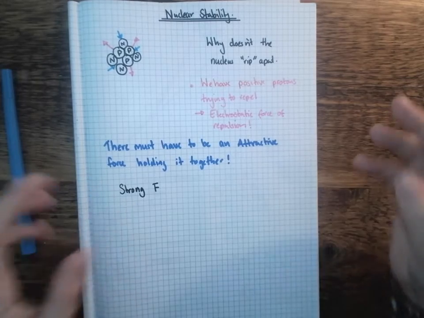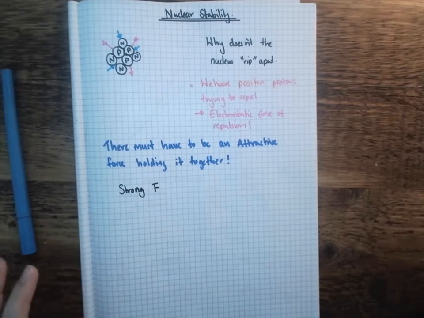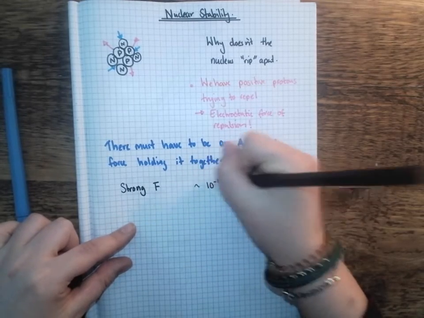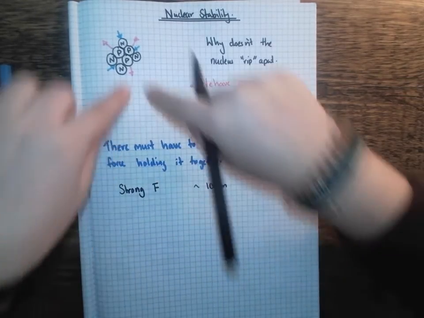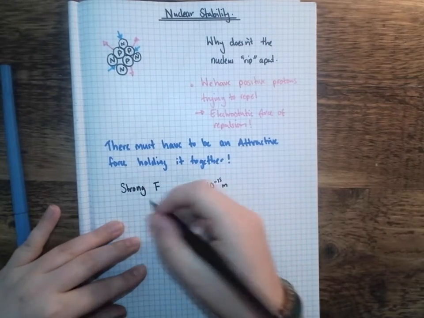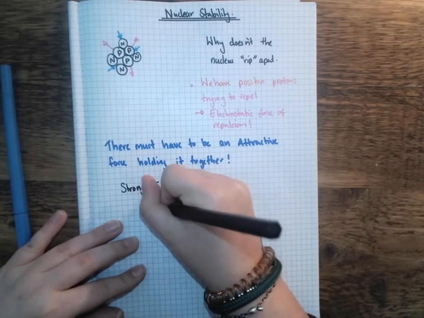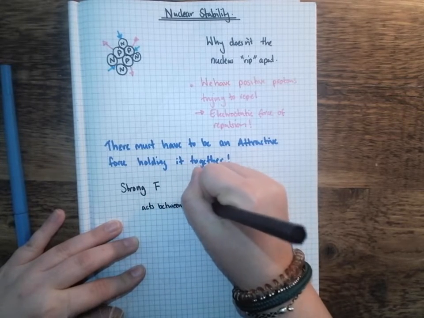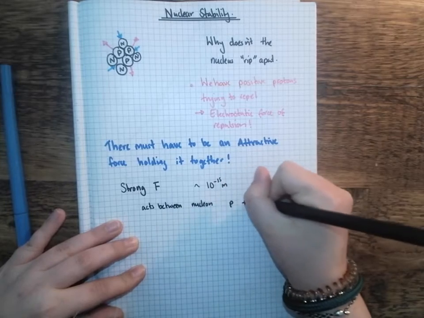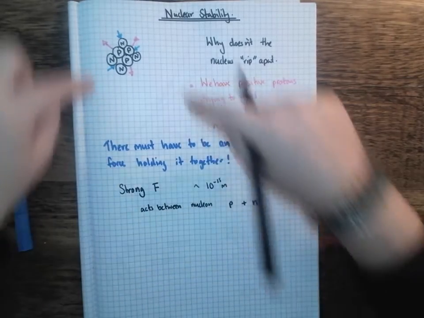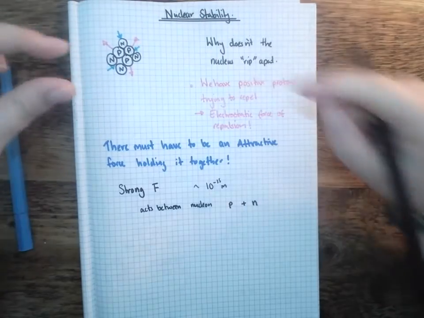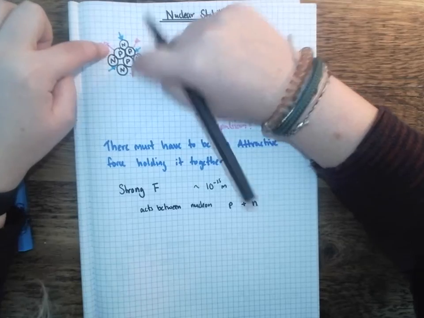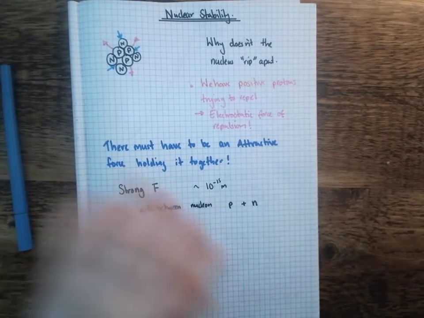Now the strong force is actually the strongest force, but it has a very small range, okay? Its range is actually only around about 10 to the minus 15 meters, so around about the size of a nucleus, okay? And the strong force acts between nucleons. Okay, so it acts between protons and neutrons. And that attractive force between the protons and the neutrons is what holds this together to counteract and balance the electrostatic force that's trying to pull them apart.